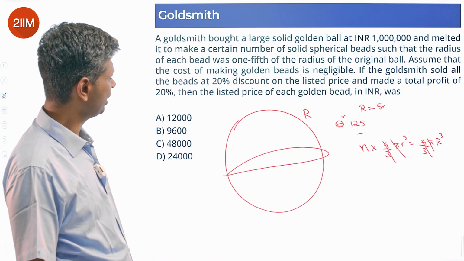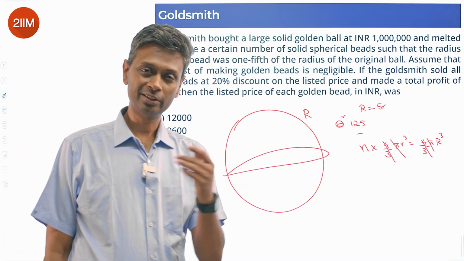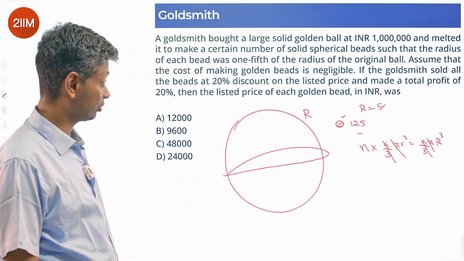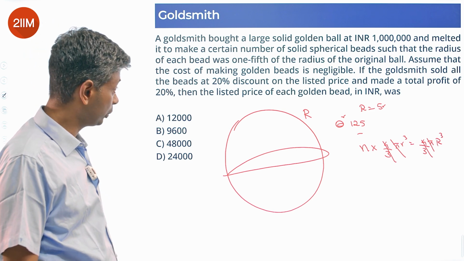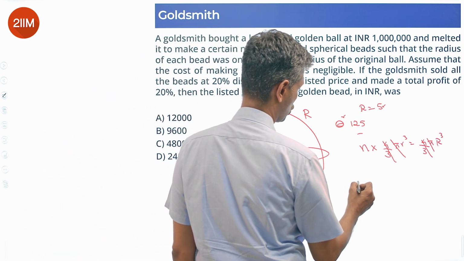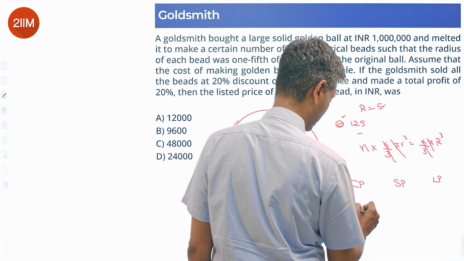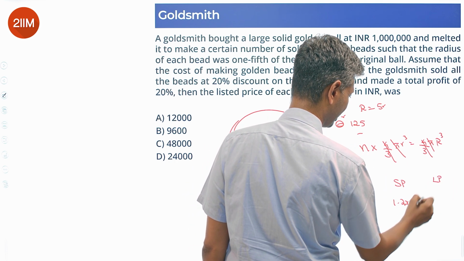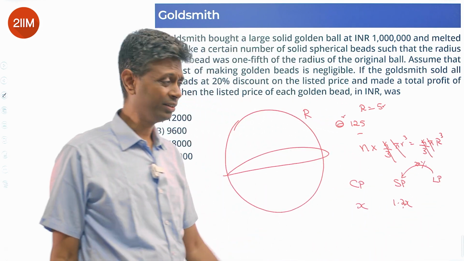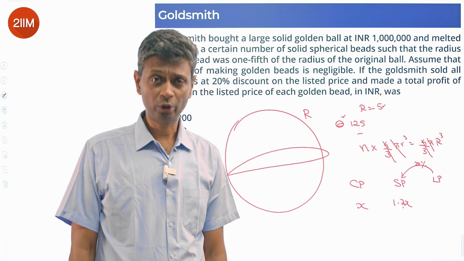Brilliant. Assume the cost of making golden beads is negligible. So it's just the cost of the golden ball. Making it into small things is negligible. If the goldsmith sold all the beads at 20% discount on the listed price and made a total profit of 20%, and the listed price of each golden bead was... So cost price, selling price, listed price. Say cost price is X. I offer something at a 20% discount and sell it at 1.2X. Why is it 1.2X? You make a 20% profit. So if cost price is X, selling price is 1.2X.